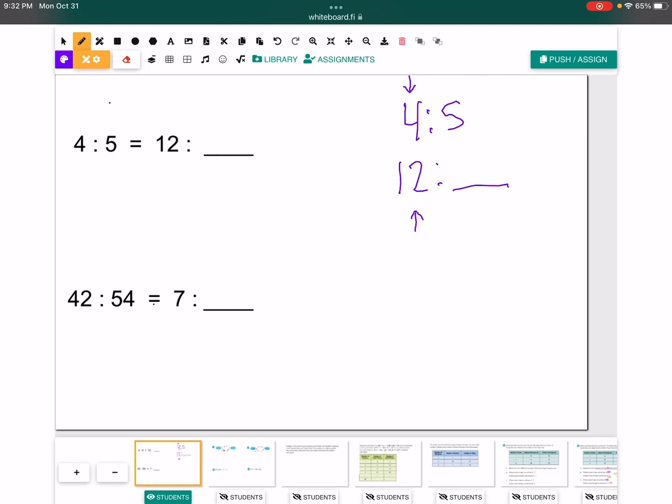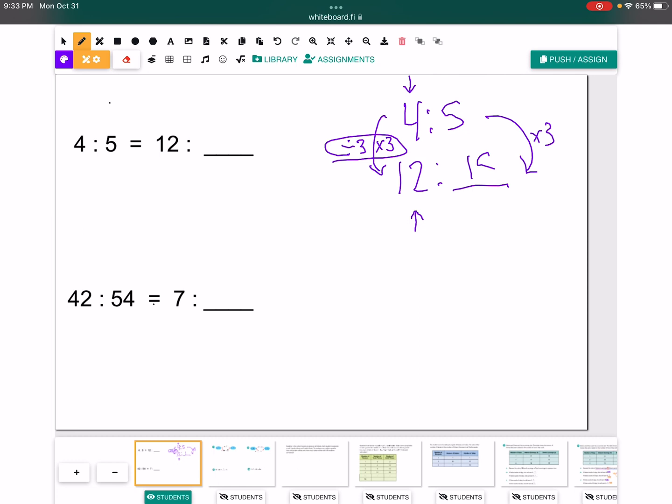Right? In order to turn 4 into a 12, mathematically speaking, we multiply by 3. Now, the other thing we could do is divide 12 by 3 to get 4. In either case, we see that the 4 and the 12 are related by a factor of 3. And so we're going to use the same factor of 3 in order to figure out what our missing term is.